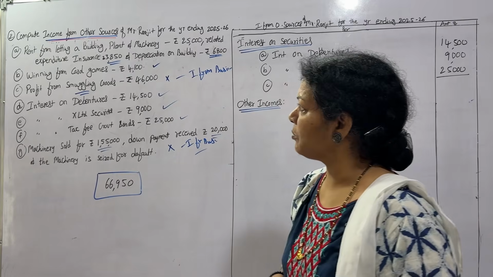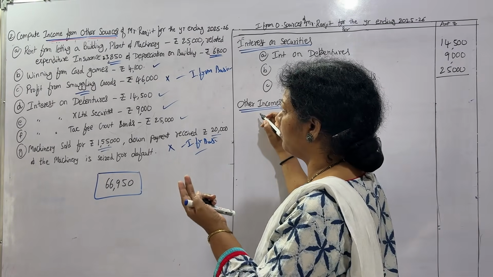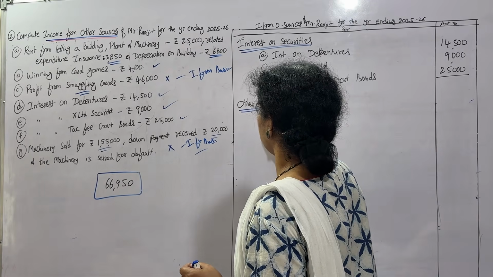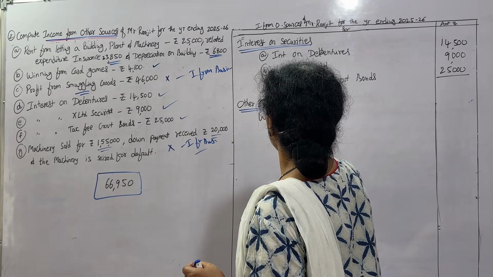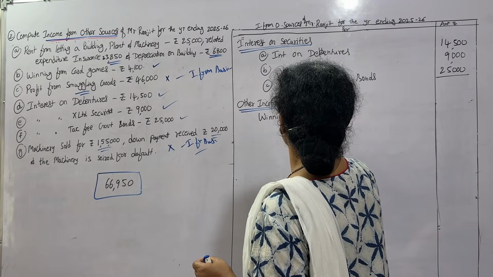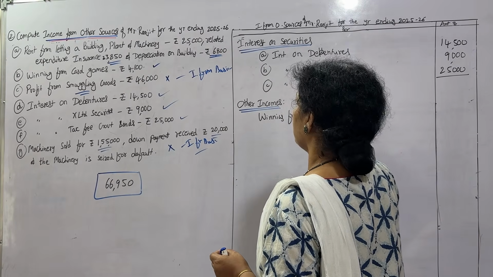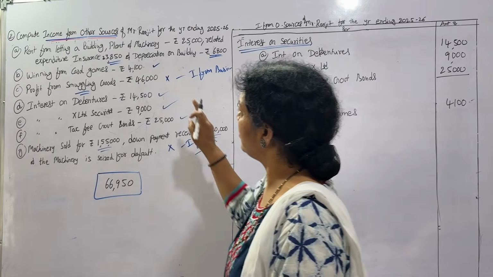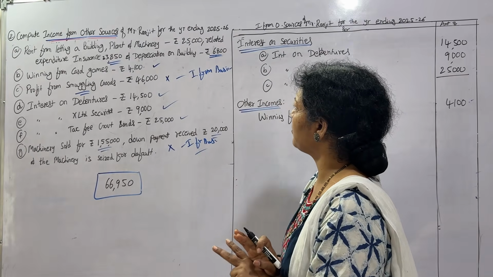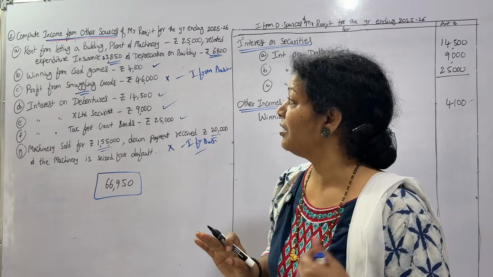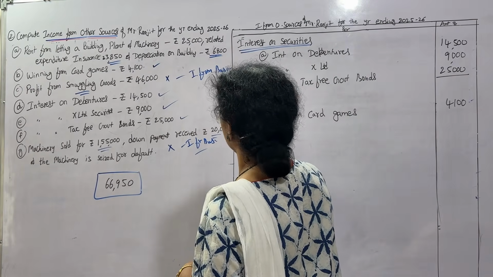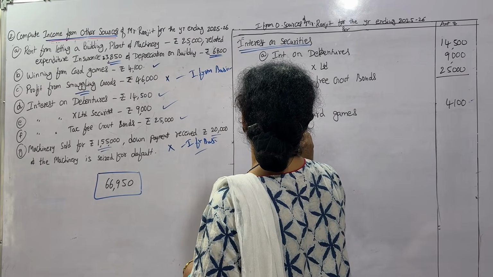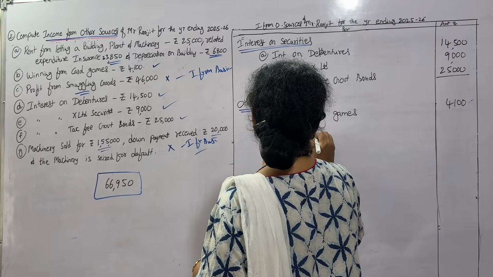Next, winning card games. This is income from other sources. 4,100, a small amount, so we consider the total amount. Winning from card games, 4,100. And what else? Profit on smuggling goods, we consider as income from business. First one we forgot. So rent for letting building, plant and machinery.